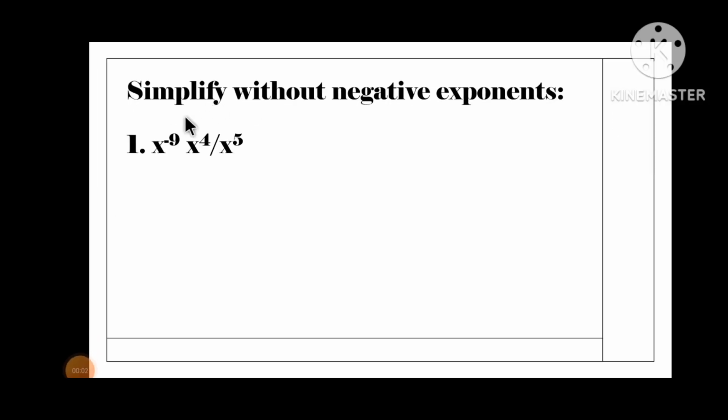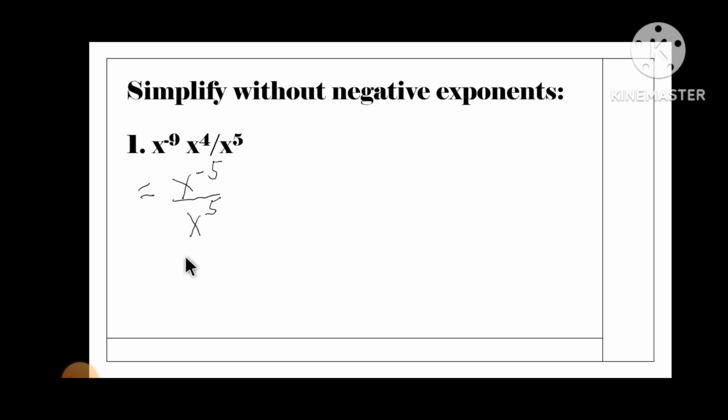Okay, so this time let us see how we can apply those rules to simplify exponential expressions. Okay, so simplify without negative exponents. You are given x to the negative 9, x to the 4 over x to the 5. So paano natin to isi-simplify? Anong rules ang gagamitin natin? So as we can see, we have product. So apply natin yung rule number 1, x to the negative 9 times x to the 4 is x to the negative 5 all over x to the 5, di ba?